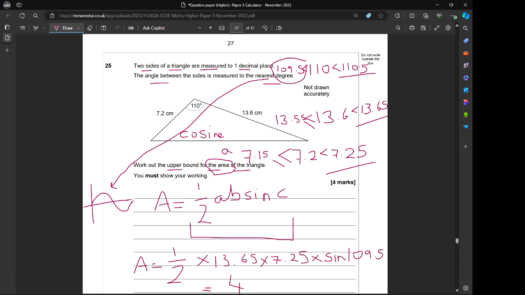46.643 centimeters squared. And that, guys, is the area for the upper bound for my non-right angled triangle. This is given to you in the formula book: it's a half AB sine C. If it was asking you for the third length, then it would be the cosine rule.